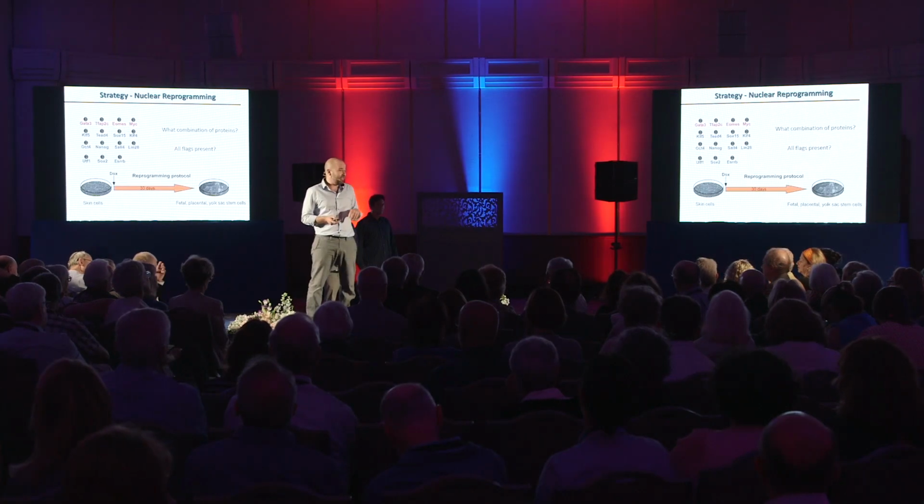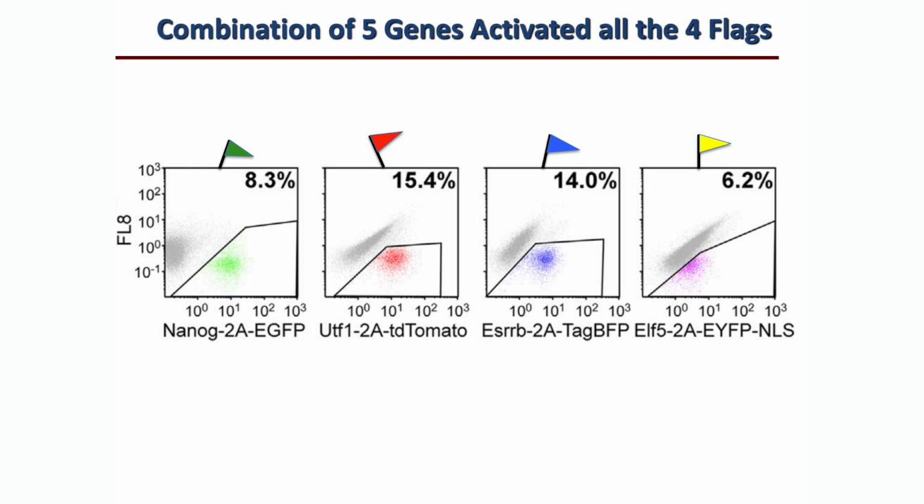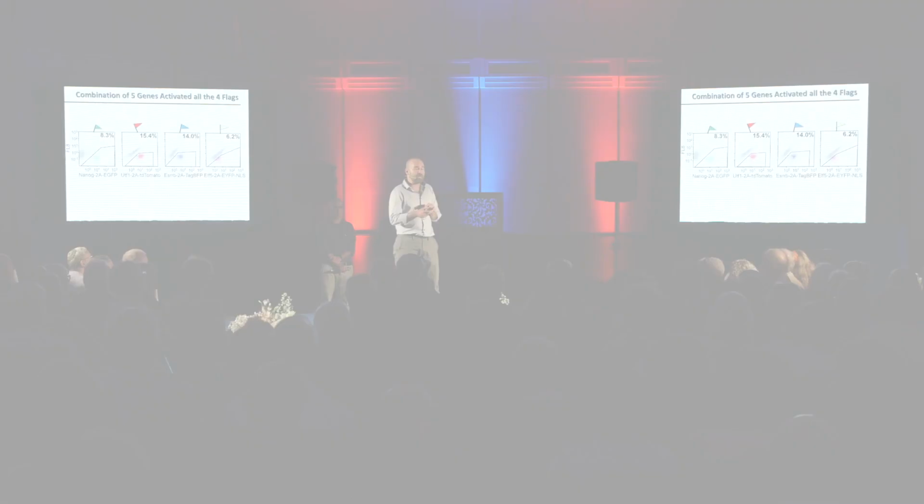And in order to find this combination of genes, we had to screen the literature and do a lot of bioinformatic work to find the relevant combination of factors. What you can see here is actually a few genes, but if you think about the combinations, it's millions of combinations. We introduced this into the skin cells, and to our delight, and this is maybe the most important result that we got, we could activate all four flags, meaning that we have succeeded to convert the skin cells into the three different stem cell types.